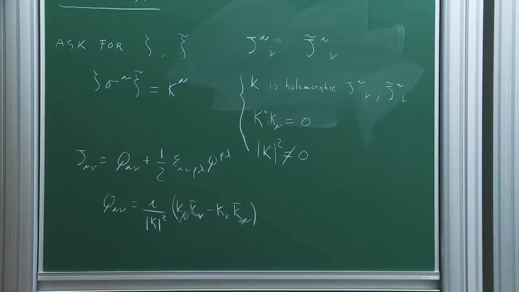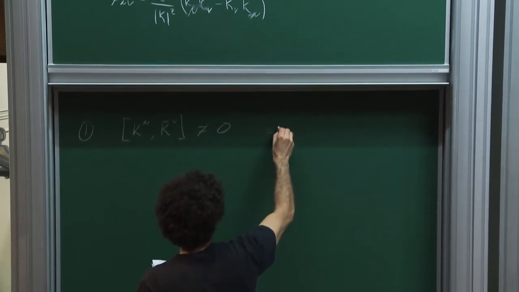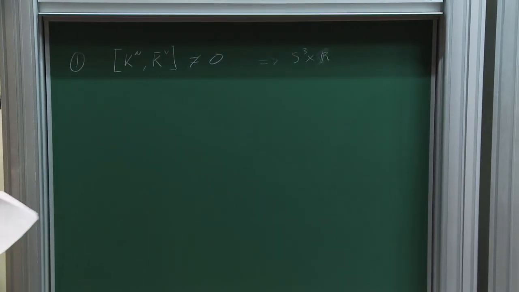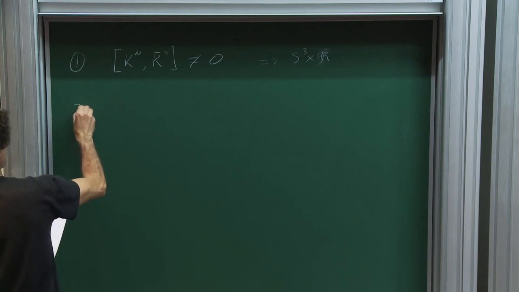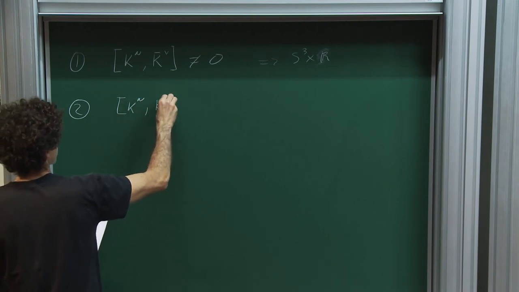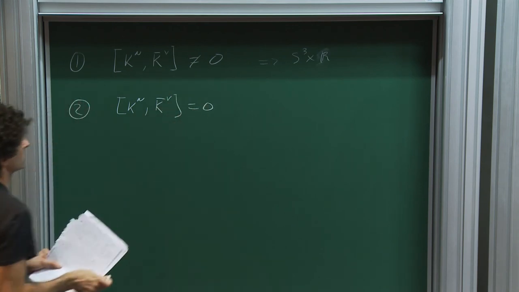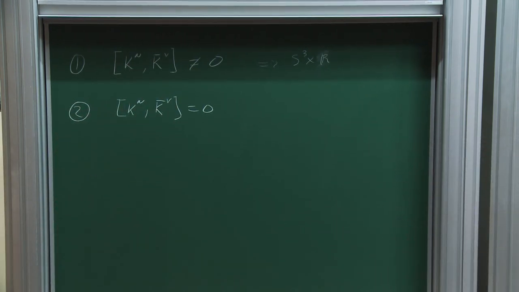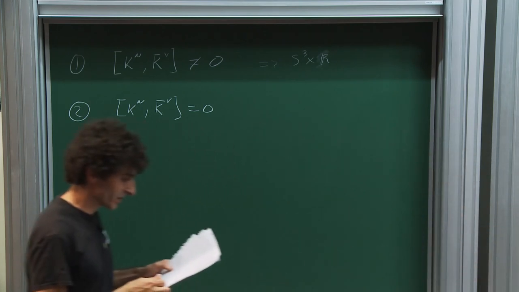Okay, so now there are two cases. Case one, k commutator with k bar is different than zero. Then you have to do some work, and you discover that this implies that the manifold is S3 times S1, or S3 times R. We already know about that. Case number two is the case when they commute. This is more or less intuitive, because if it's non-zero, then you start getting more than two Killing vectors and they have to form an algebra, and there are not many options.